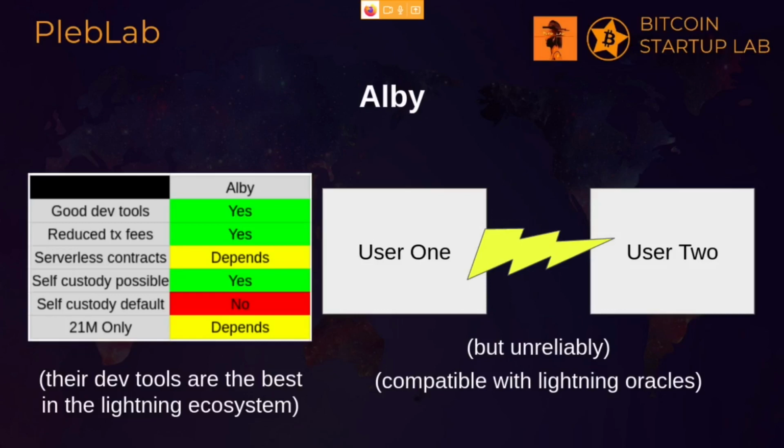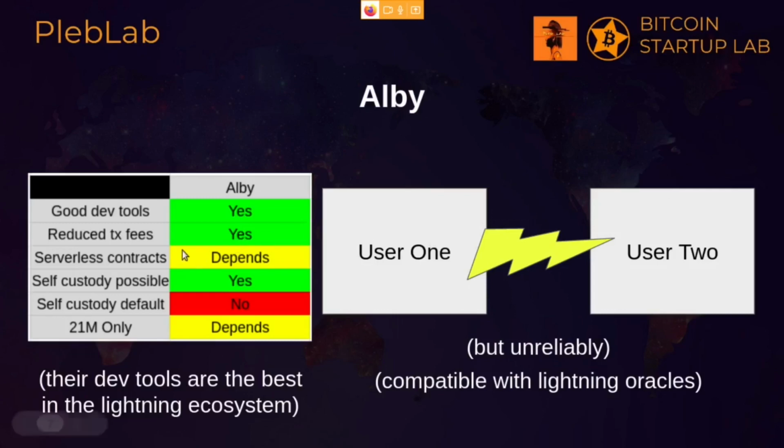LND is a Lightning Network daemon that gives you everything you can possibly do with the Lightning Network. Alby just gives you the basics, and they make a really simple JavaScript interface for sending payments, receiving payments, creating Lightning addresses, and doing all sorts of stuff. So they're really, really simple and really easy to use, and they make developing just a joy.